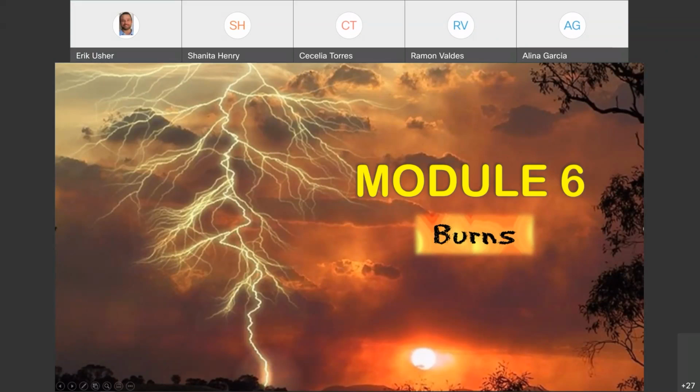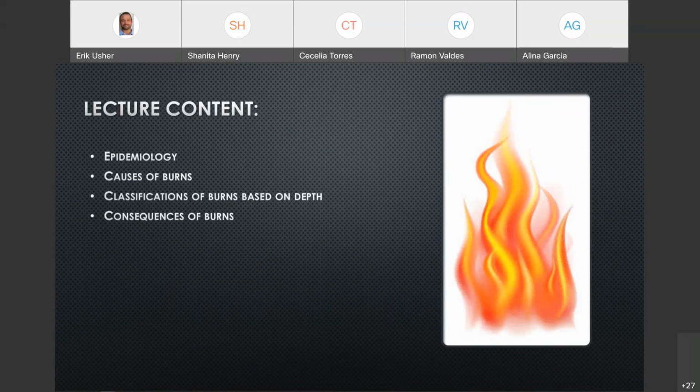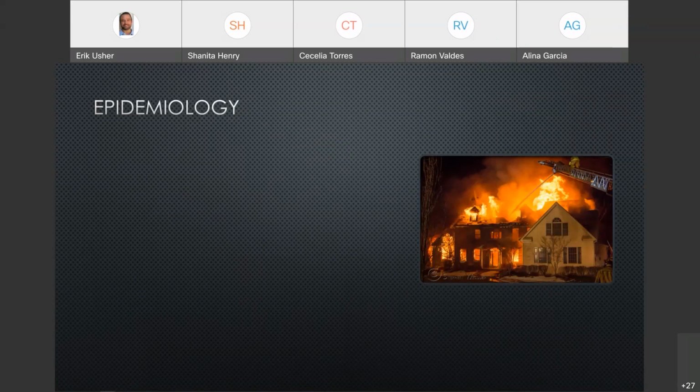Well, let's go on. What are we going to go over this week in lecture? So we're going to go over the epidemiology of burns, the cause of burns, the different classifications, and it's based on depth, consequences of burns, how do we assess those patients, and then we're going to go over those 3 phases of burns and their interventions. And those phases are emergent, acute, and the rehabilitative phase. So let's talk about the epidemiology of burns.